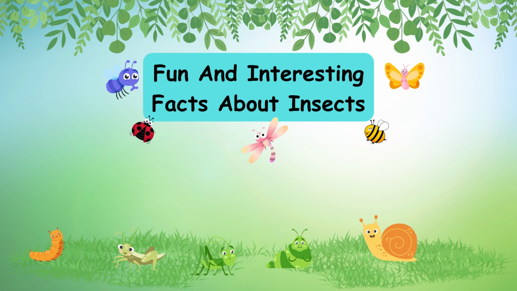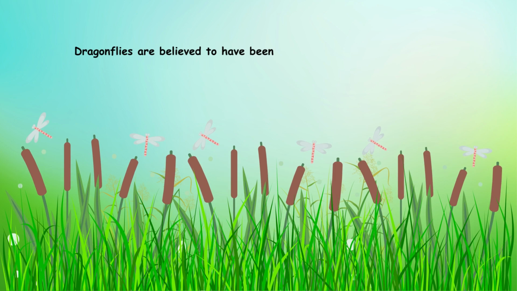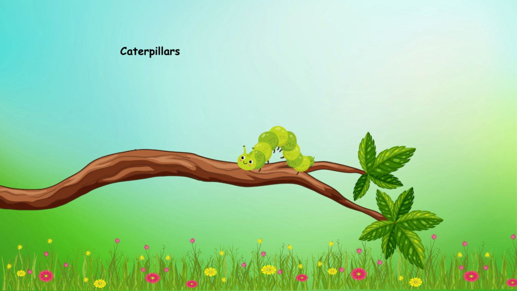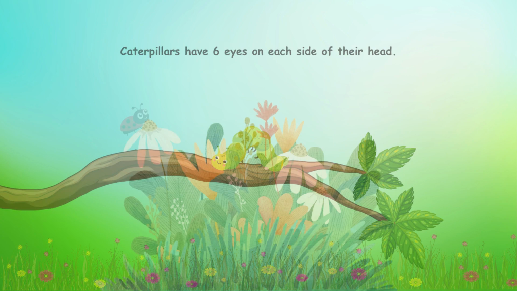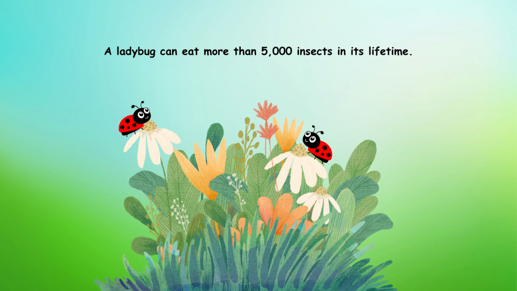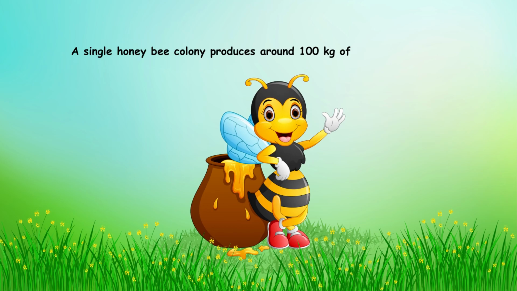Fun and interesting facts about insects. Dragonflies are believed to have been on Earth for 300 million years. Caterpillars have 6 eyes on each side of their head. A ladybug can eat more than 5,000 insects in its lifetime. A single honeybee colony produces around 100 kilograms of honey each year.